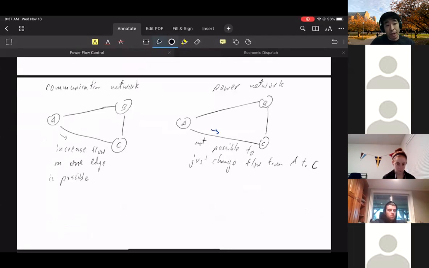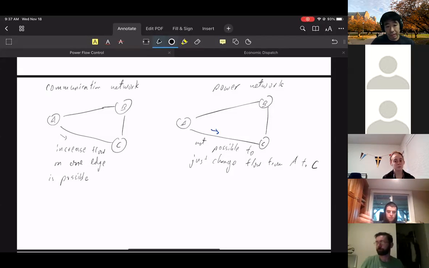Can anybody think of a reason why? This is something special about power systems and doesn't necessarily show up for other networks. Why is it that in power I cannot just go to a line and change the flow on that line? If C demands more power and A is a generator, why can't I just send more power from A to C and leave B alone, for example? What's special about power?